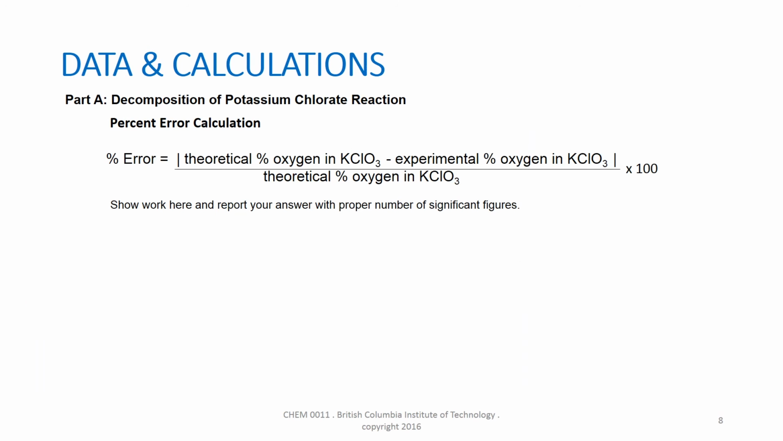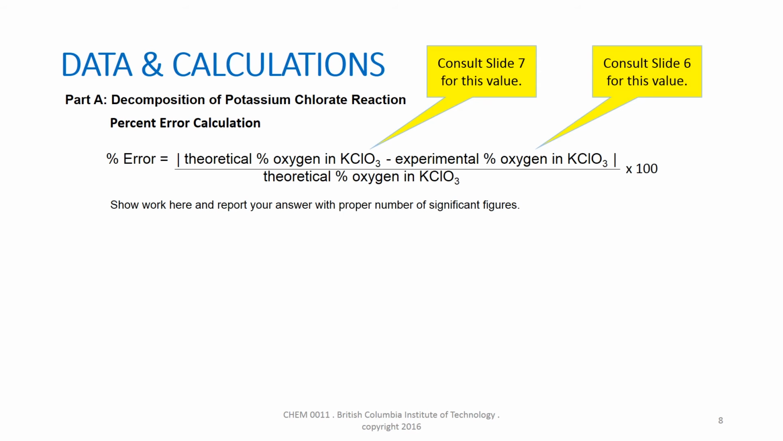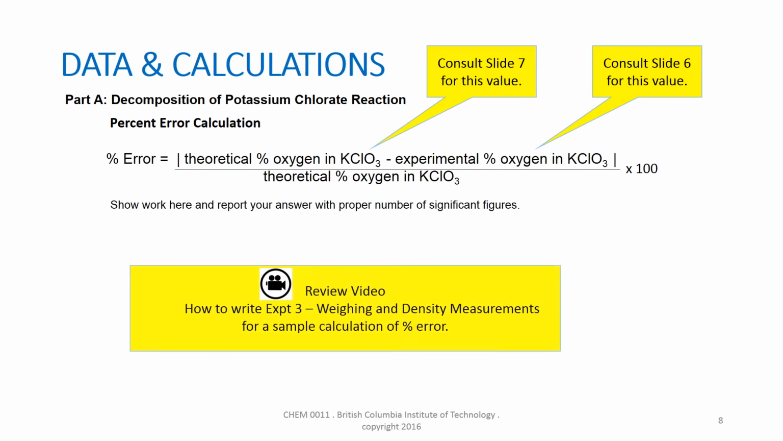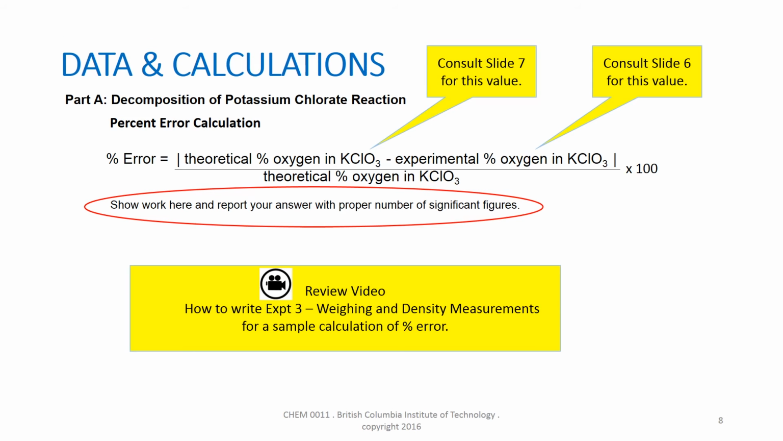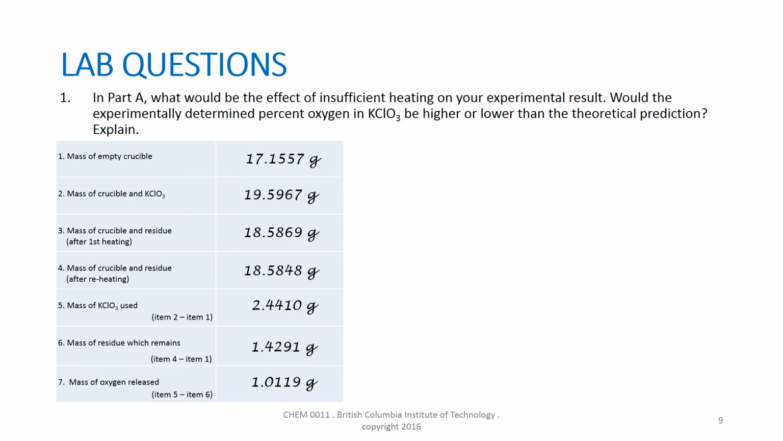The percent error calculation can be carried out using this formula as shown. For the theoretical percent of oxygen in potassium chlorate, please consult slide 7. For the experimental percent of oxygen in potassium chlorate, please consult slide 6. Show your work in the space provided and report your answer with the proper number of significant figures. Please review the video on how to write experiment 3, weighing and density measurements for a sample calculation of percent error. Let's look at the lab questions.